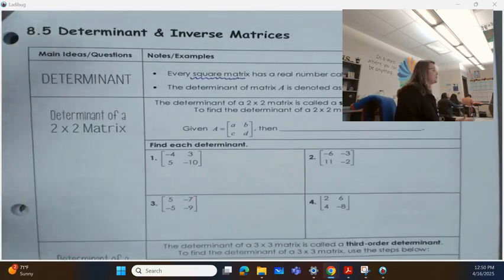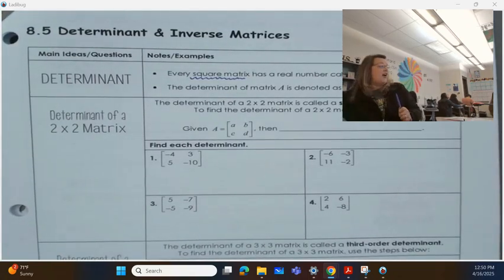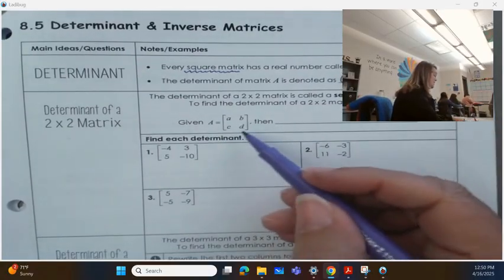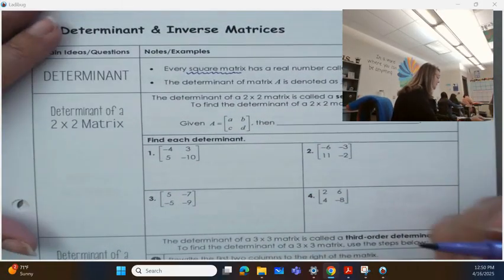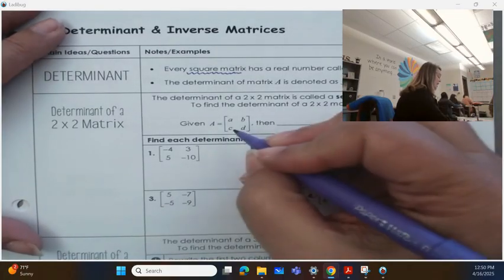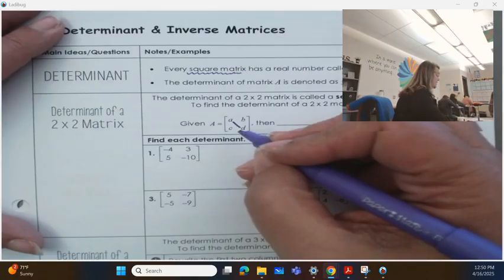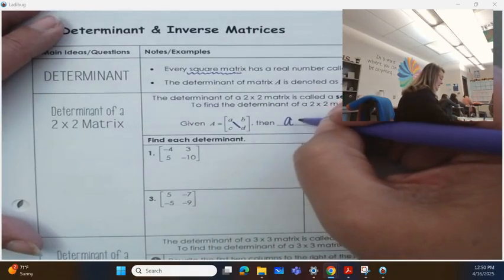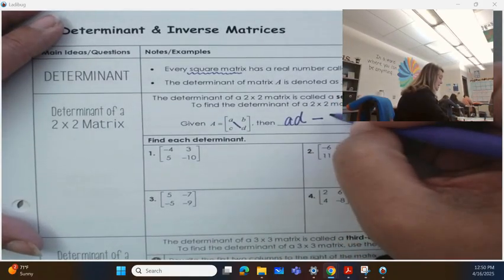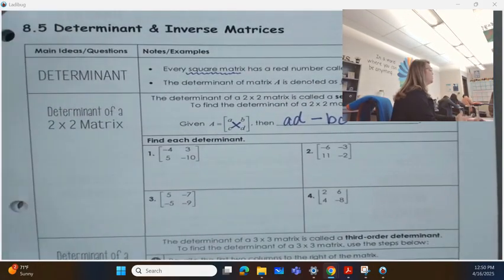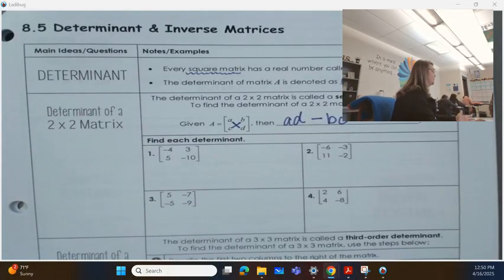So the determinant of a 2 by 2 matrix is really easy to find. So let's talk about it. Given A, B, C, D in this matrix, the rule to find the determinant is you cross multiply the elements that are across like this. So A times D minus, and then you cross multiply the other two, B times C, and you subtract the two numbers that you get.